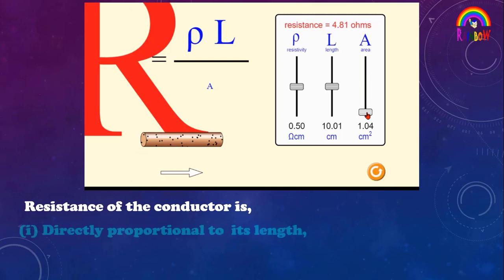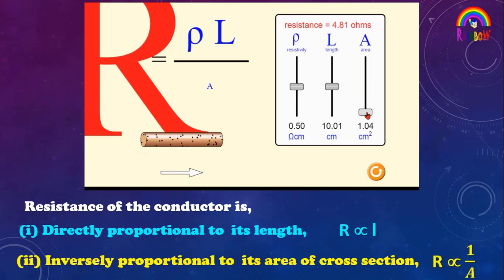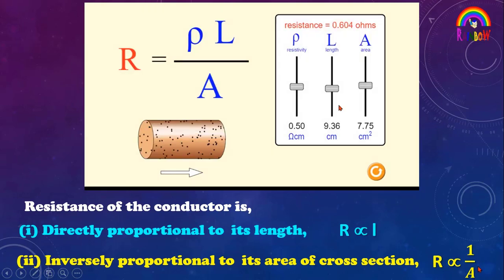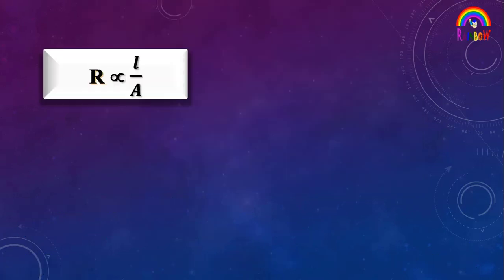We can then write, resistance of the conductor is directly proportional to its length and inversely proportional to its area of cross section. That is, R is directly proportional to L and R is inversely proportional to A. That is, R is proportional to 1 by A. By combining these two relations, we can write R is proportional to L by A.